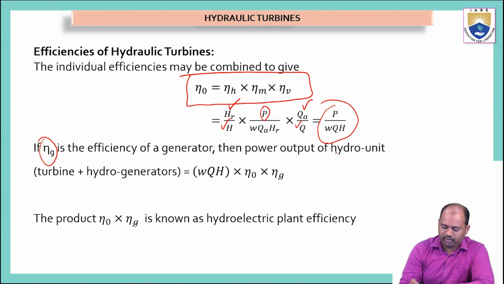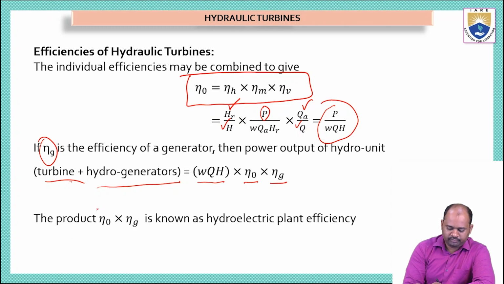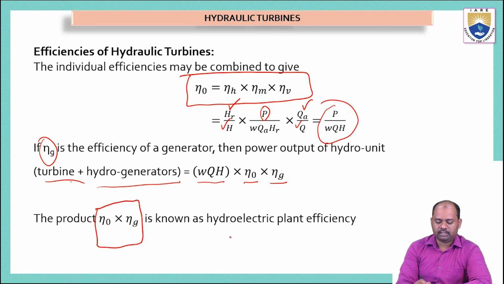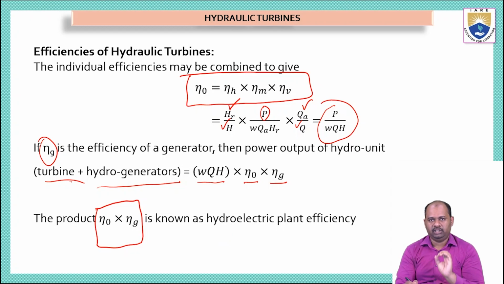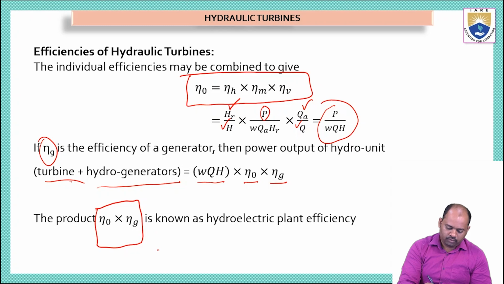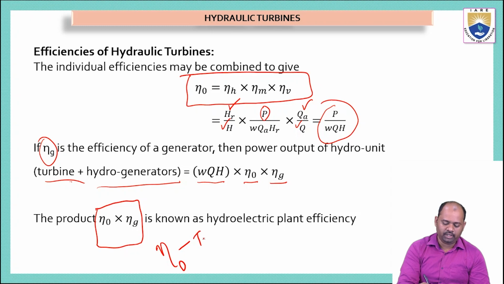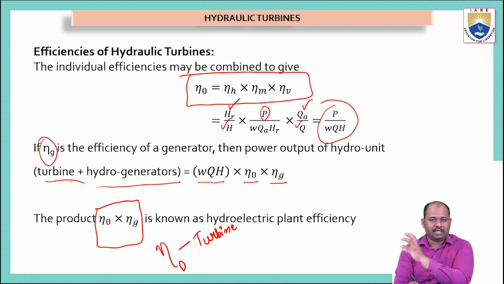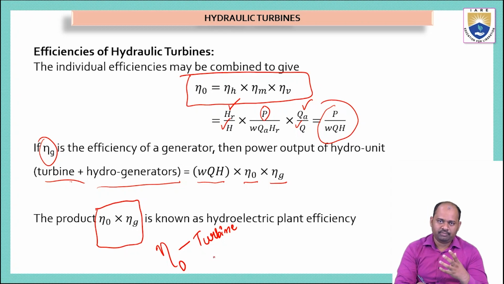So here the power output of the hydro unit, turbine plus hydro generator, can be given by WQH, which is the water power, multiplied by overall efficiency and multiplied by the generator efficiency. So the product eta naught and eta G is also known as hydroelectric plant efficiency. So eta naught or eta overall is the efficiency of the turbine only, starting from the water coming out of the nozzle to the shaft power being generated. And after the shaft, when the shaft is connected to the turbine, now we come to the generator.